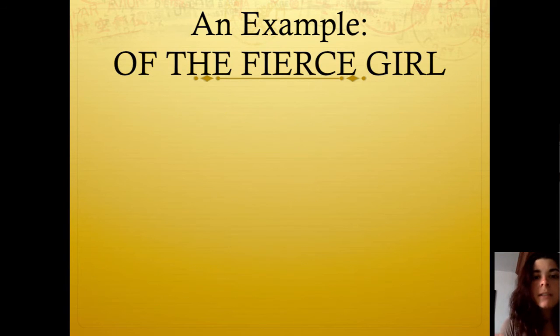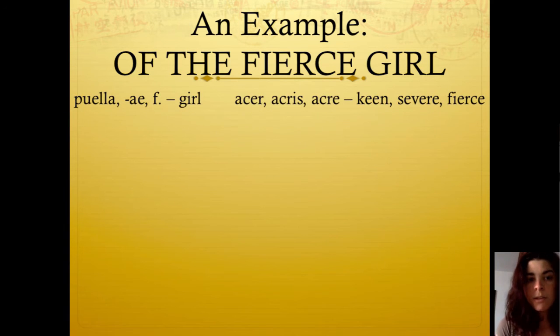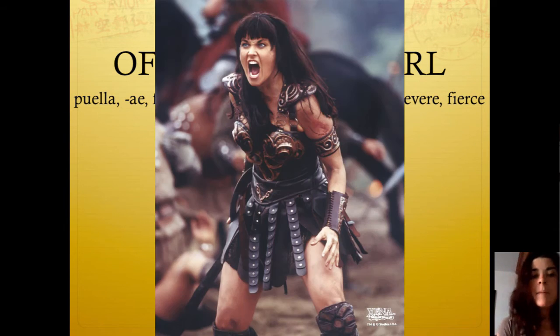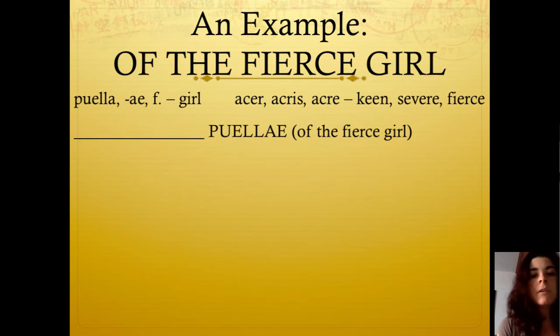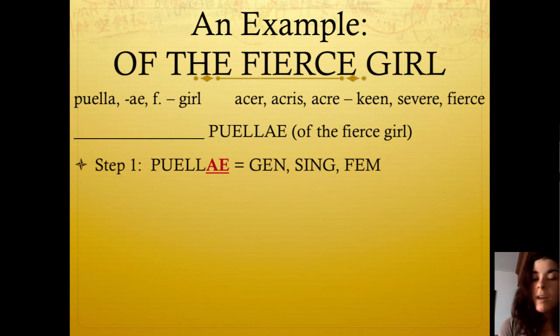So now let's take a look at how to say of the fierce girl. So, puella, puellae, feminine girl, and acer, acris, acre, keen, severe, and fierce. So, acer, this is our new third declension adjective, right? So, to say of the fierce girl, we're going to use puellae. And now the first step will be, what is puellae exactly? That is the genitive, it's the singular, and it's feminine, okay? So, genitive, singular, feminine.